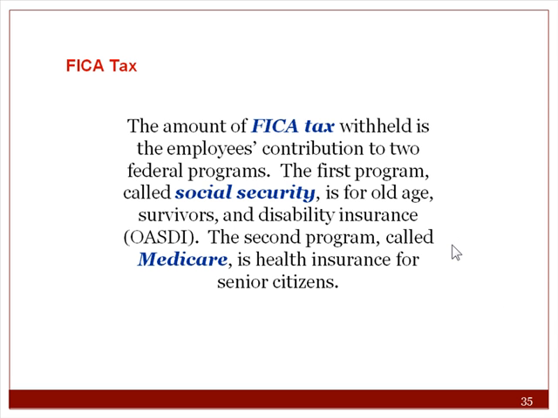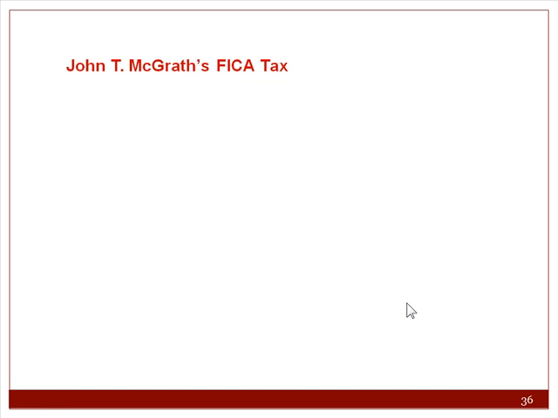The amount of FICA tax withheld is the employee's contribution to 2 federal programs. The first is Social Security. It's for old age, survivors and disability insurance. And the second program is called Medicare. So you've probably heard these terms as an employee: Social Security, OASDI, Medicare. These are federal programs.